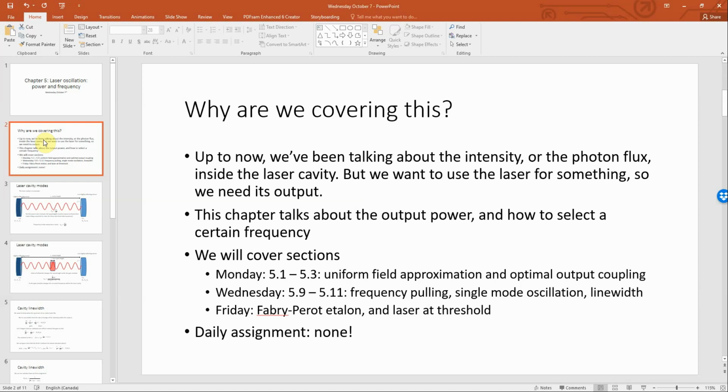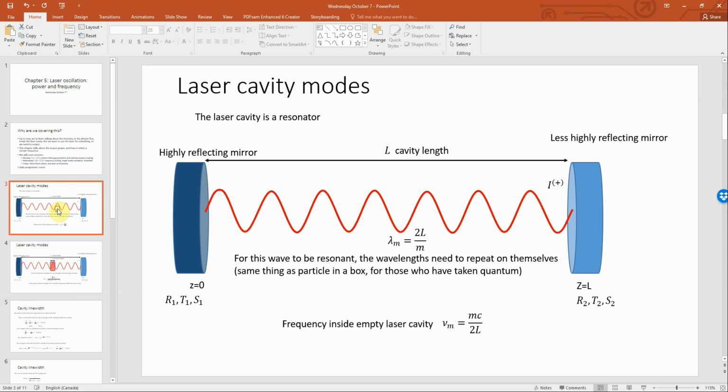On Monday, we talked about using the uniform field approximation to optimize the output coupling. Today's lecture, we're going to be covering sections 5.9 to 5.11, which discuss frequency pulling, single mode oscillation, and the line width. So we'll be discussing what modes are and how those are related to frequencies. And there's actually no daily assignment this day.